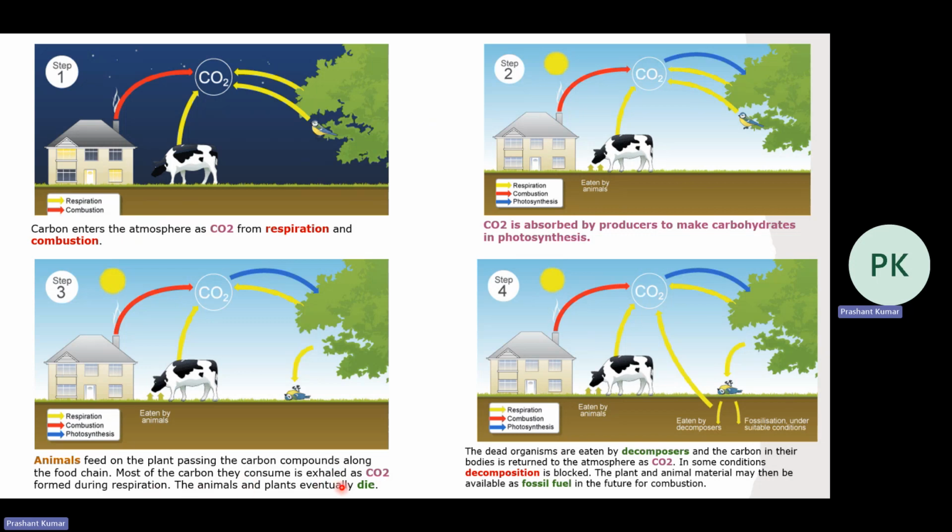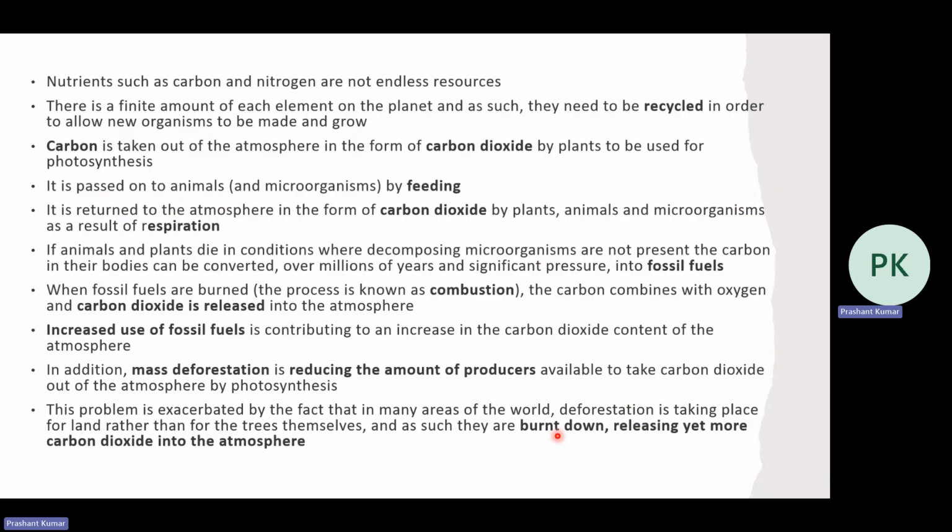So animals and plants eventually die. So the dead organisms are eaten by decomposers, and the carbon which is present in the body is again converted back into CO2 and goes to the environment. In some conditions, decomposition is blocked. So plant and animal material may then be available as a fossil fuel, right? But it will take some time to make a fossil fuel, not immediately.